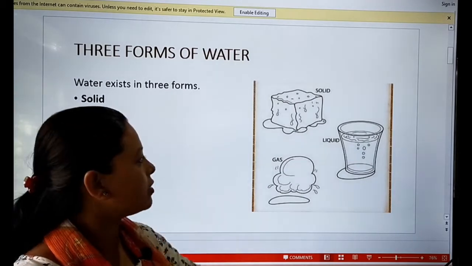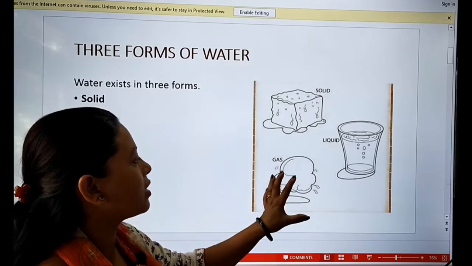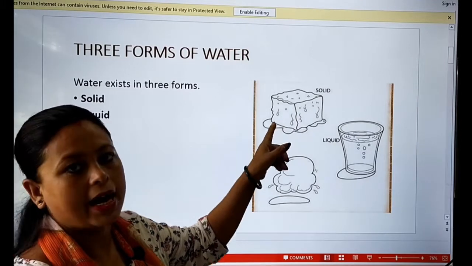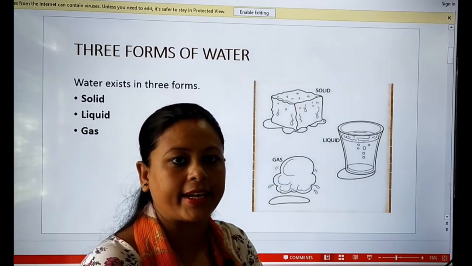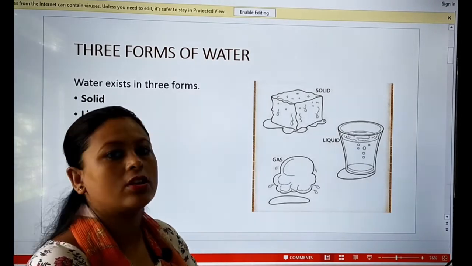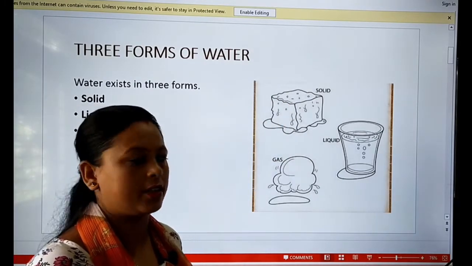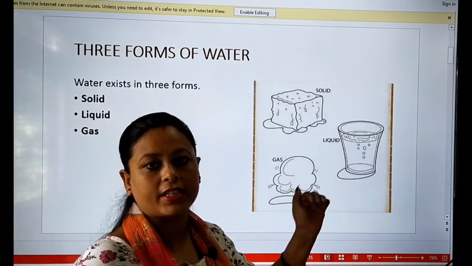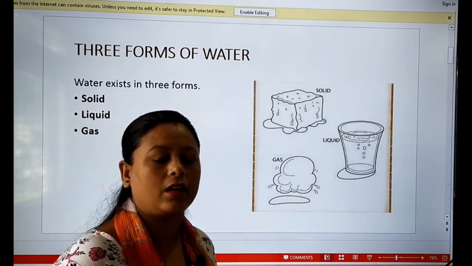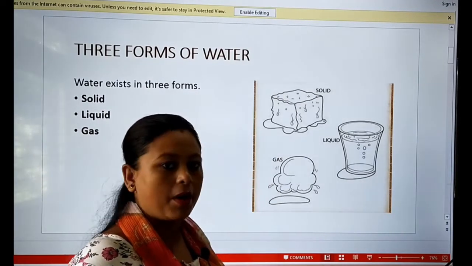Okay, so children, look at the picture. This is solid, liquid and gas. These are three forms of water. Okay, so first one is solid, means ice. Ice is very hard, isn't it? When we cool water in the fridge, then it turns into ice. That means ice is the solid form of water, and water is the liquid form, and gas or water vapor, or we can say steam also, that is the gas form of water.